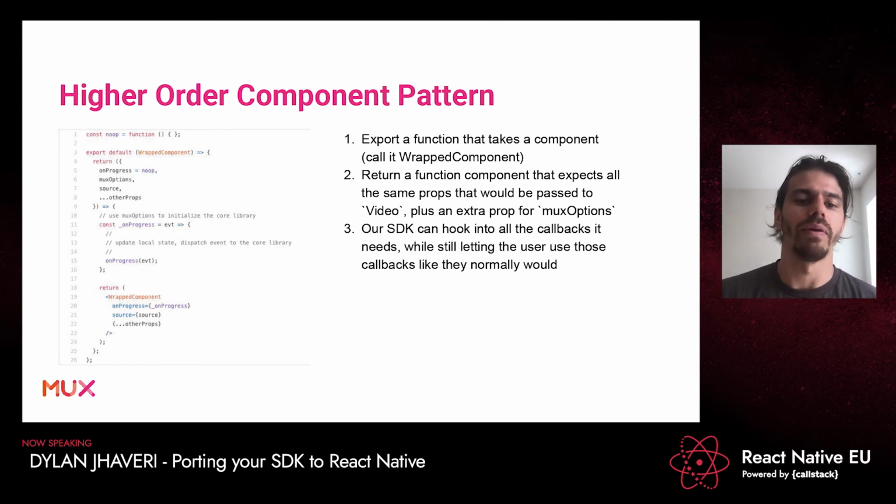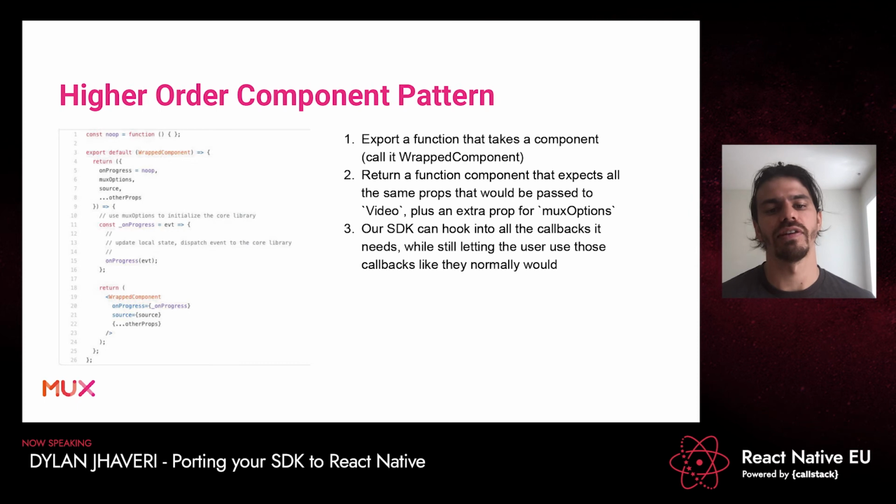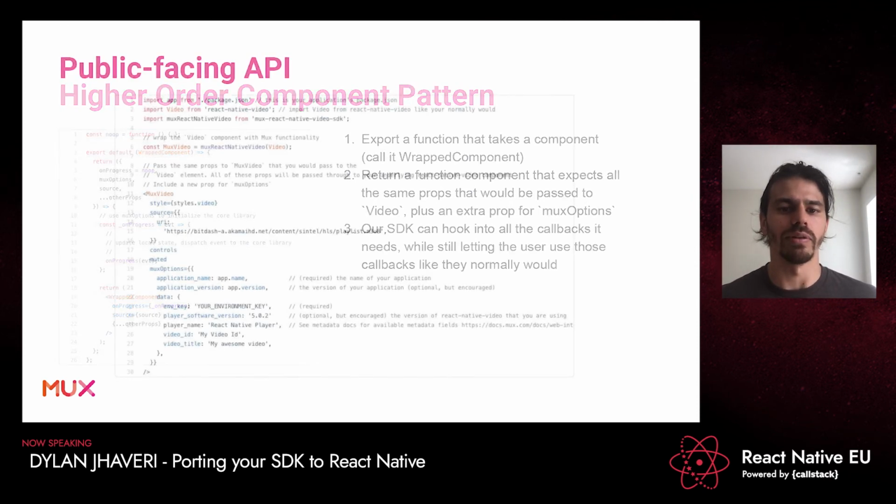And then what our SDK does is it hooks into all the callbacks it needs, and then returns your wrapped component. The wrapped component that it returns would be your normal video component that you were using already, but we've overridden the callbacks and hooked into them. You can still use those callbacks if you were using them in your own application, but we've hooked into them so that we can update some local state and dispatch events into our core library. And so this is what the public API ends up looking like.